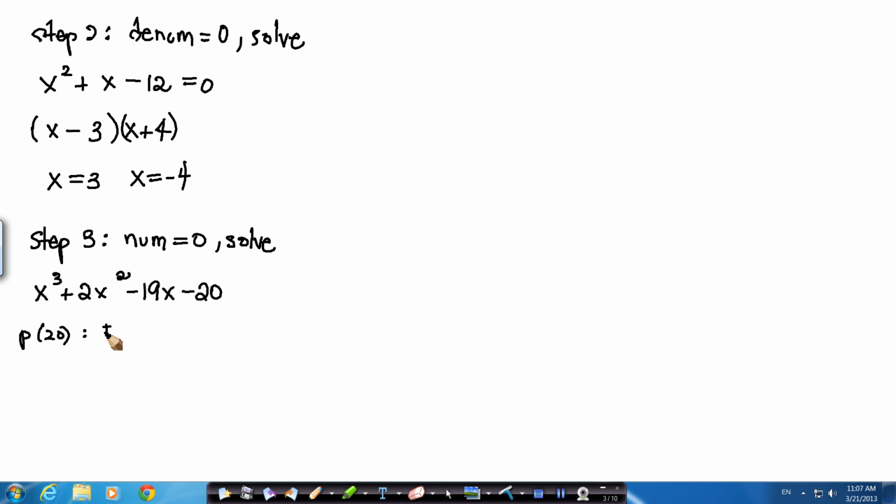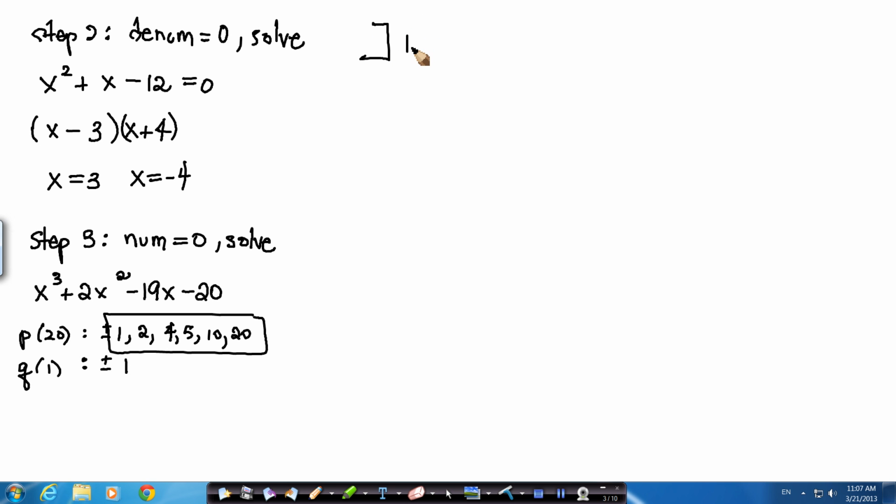Possible factors are 1, 2, 4, 5, 10, and 20. And since I'm writing the problems, I cheat and make the q easy. Q is plus or minus 1. So these are the ones we're going to have to try. Let's do our synthetic division.